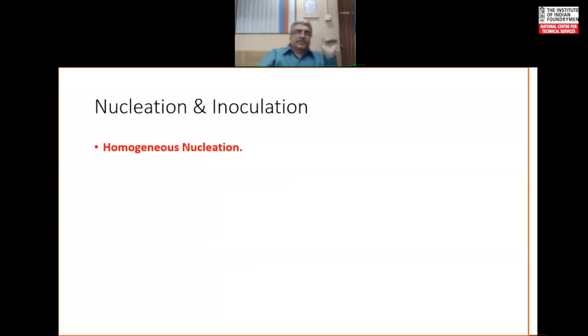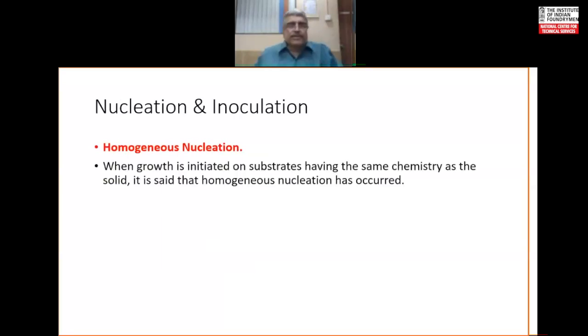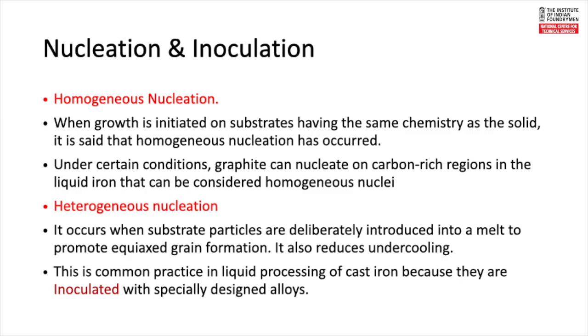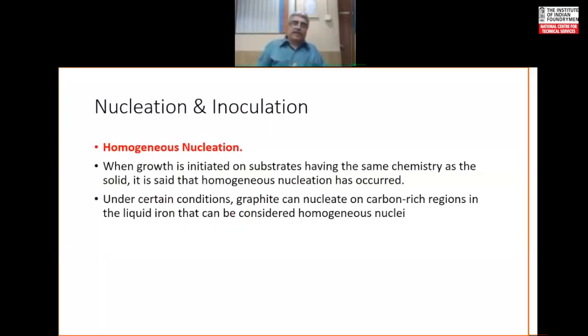There are two terms here. One is homogeneous nucleation. That is, when the growth is initiated on a substrate, on a nucleus, having the same chemistry and structure as the solid which is going to form, then it is called homogeneous nucleation. An example is, under certain conditions, graphite can nucleate on carbon-rich regions in liquid iron, and this we can treat as homogeneous nucleation.